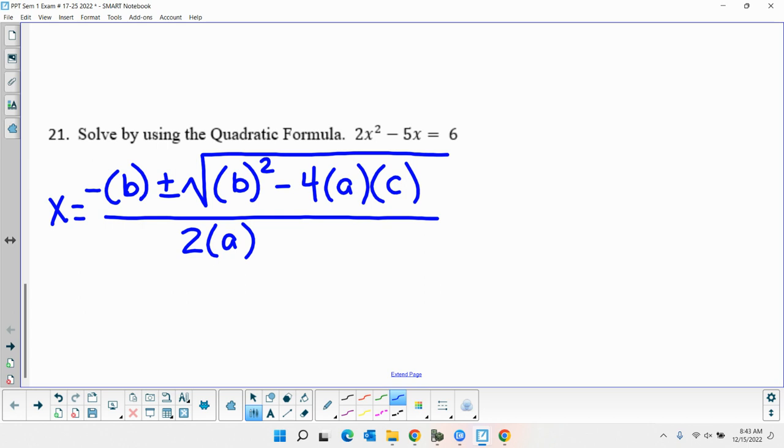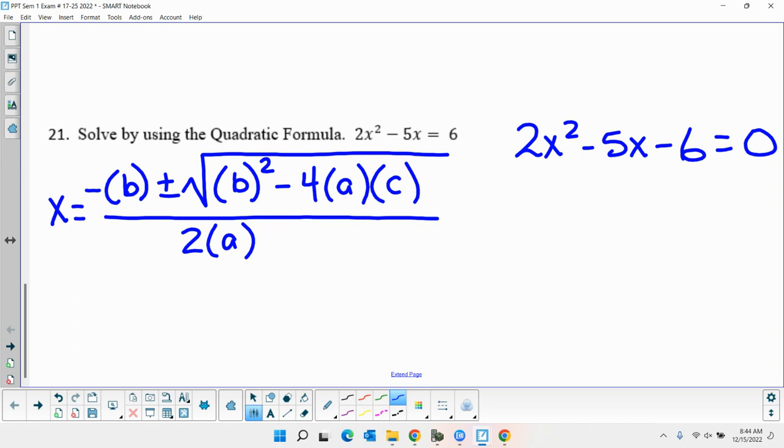But when we solve a quadratic equation using the quadratic formula, it has to be equal to what before we start? 0. Okay. So move the 6 over. When I move it over, I have to subtract it. Right? So my a is 2, my b is negative 5, and my c is negative 6. Okay? Got to have it equal to 0, right, Sky?